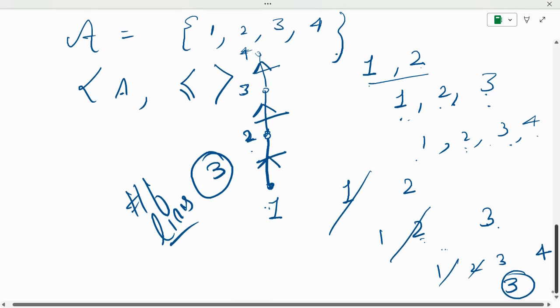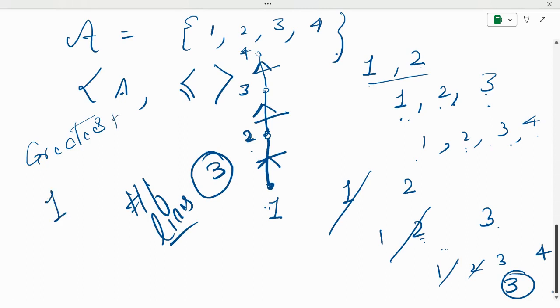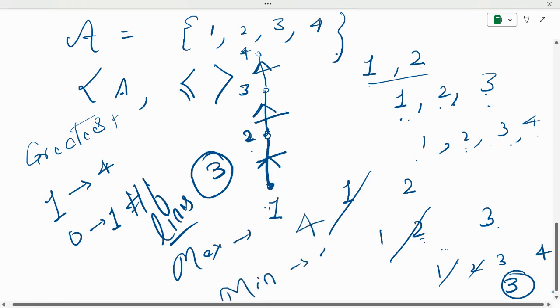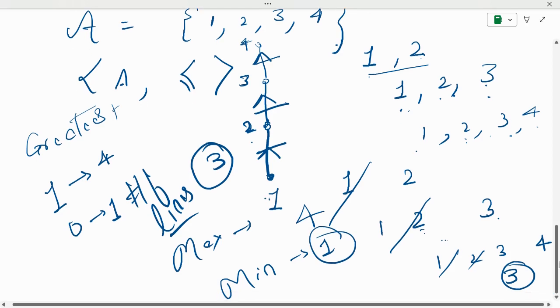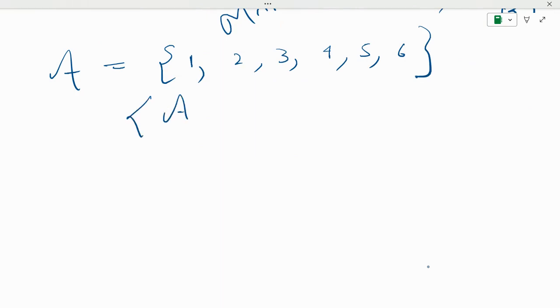In this, if we want to get the greatest and least, and if we need to find the max element in this chain, the max is 4 and the min is 1. Okay, let's see another example. Let's say again we have the same set A, and it now includes 1, 2, 3, 4, 5, 6, six elements, and there is a poset A with the division operator on A.